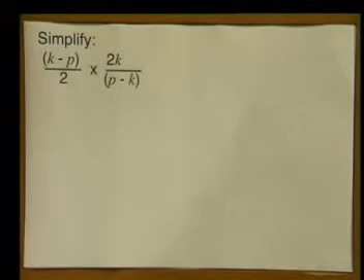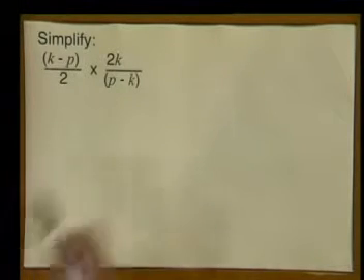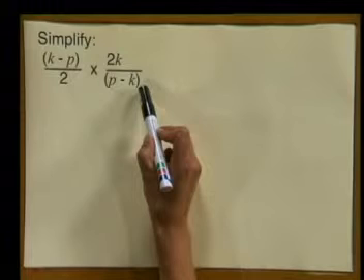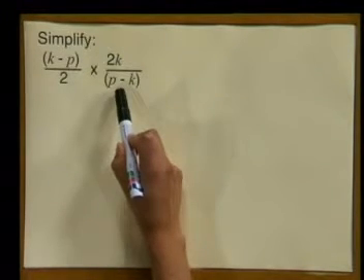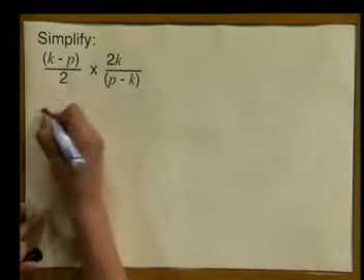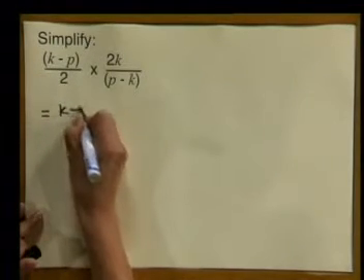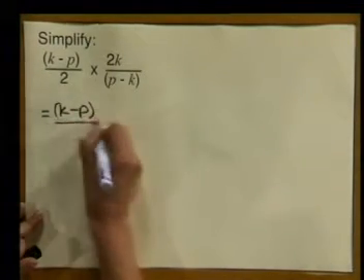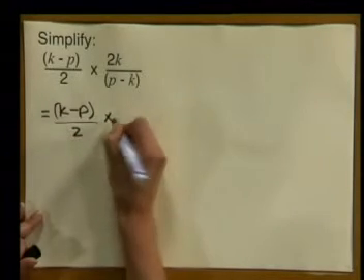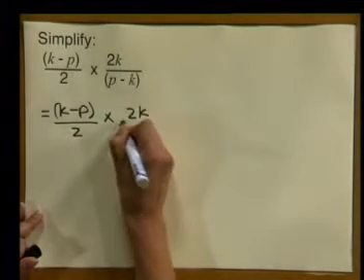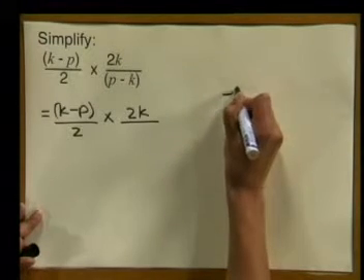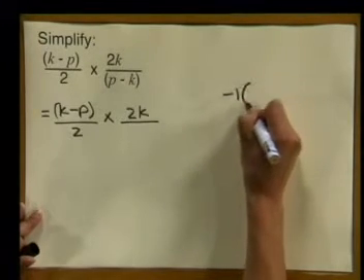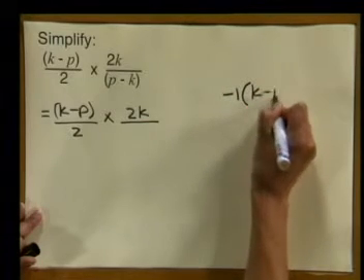Here is number 3. We said we cannot cancel straight away. We first have to change the sign in this bracket. So we multiply this bracket twice by minus 1. So let's write. We get K minus P divided by 2 multiplied by 2K divided by our denominator. Now we're going to times it twice by minus 1. So we can write it as minus 1 times K minus P.